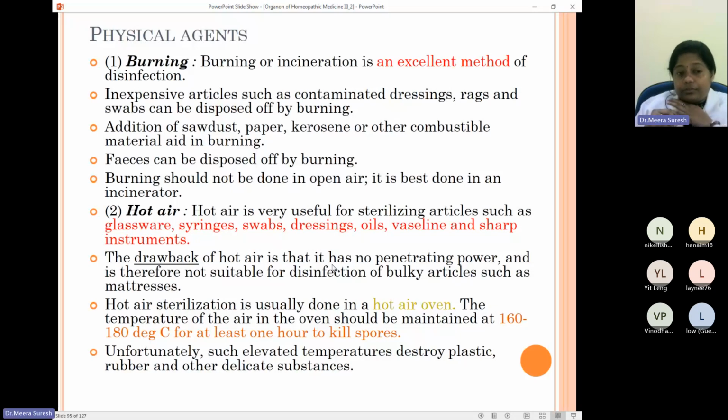The second physical method is hot air. We use this hot air in a hot air oven, which you have seen in the lab. This is a very useful method that is used for sterilizing.